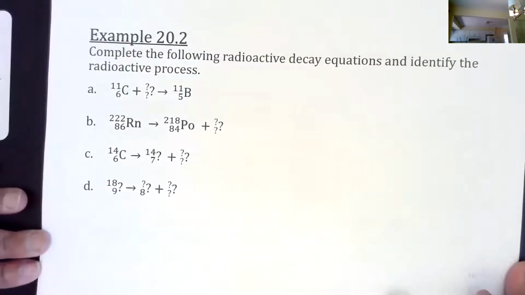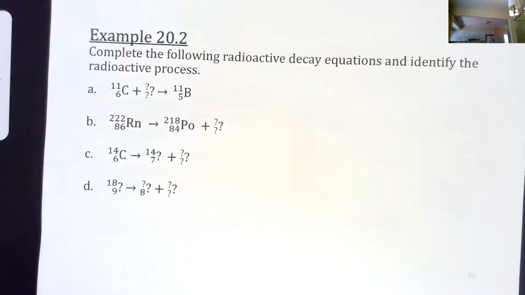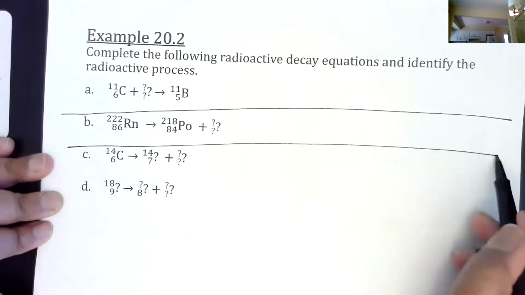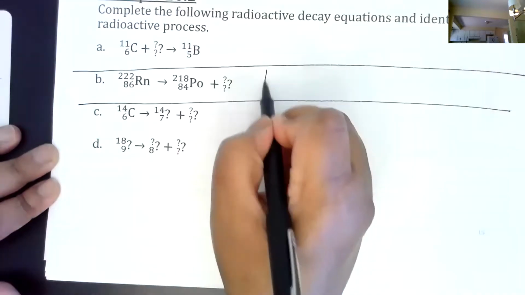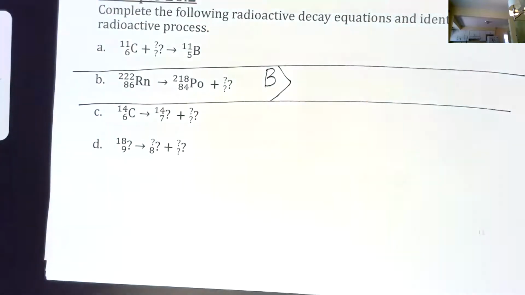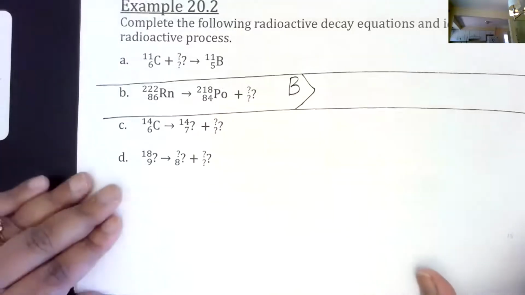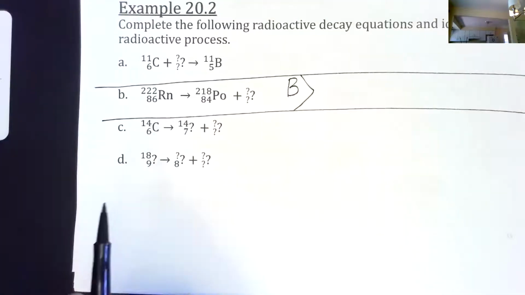Now you have to fill these. Let's try B first. B. What's the answer? I want everybody to try. Do a mass balance, balance the mass number, balance the Z value, and what do you get? Answer for B.